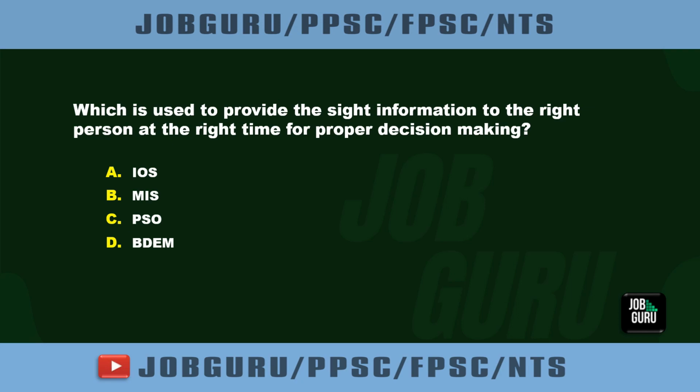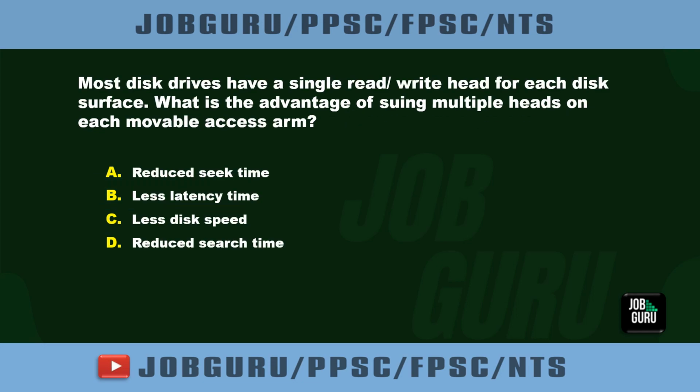Which is used to provide the right information to the right person at the right time for proper decision making. Most disk drives have a single read/write head for each disk surface. What is the advantage of sewing multiple heads on each movable access arm?